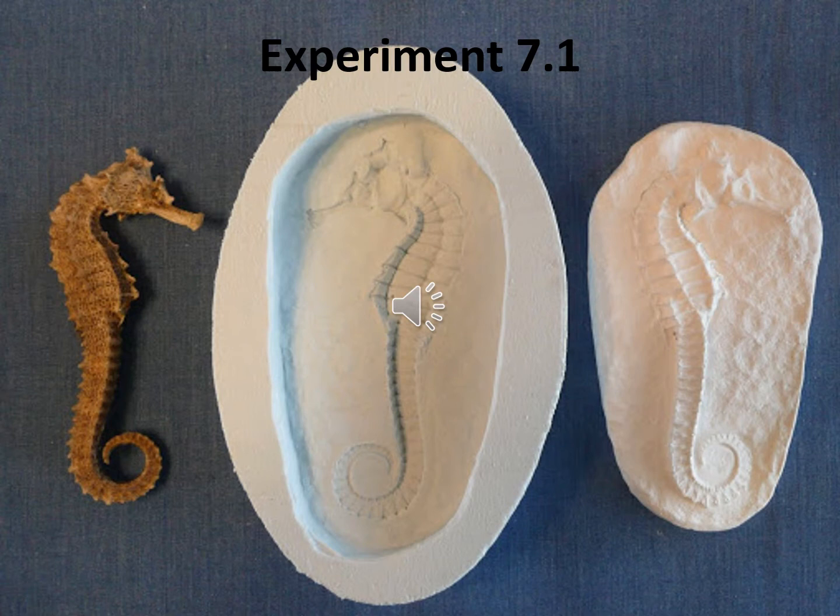In experiment 7.1, you were asked to simulate the process of mold and cast fossils forming. You'll note in this photograph that the impression of a seahorse has been pressed into the clay and allowed to dry. And then plaster of Paris has been poured into the mold, allowed to dry, and then pulled out from the clay, and it has formed a cast of the original seahorse.